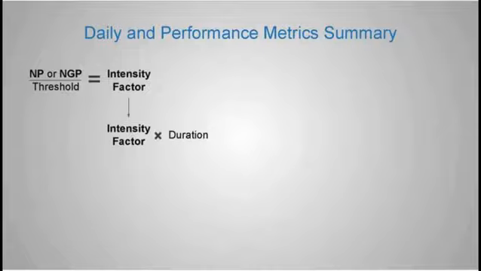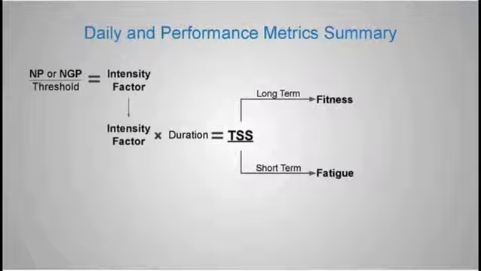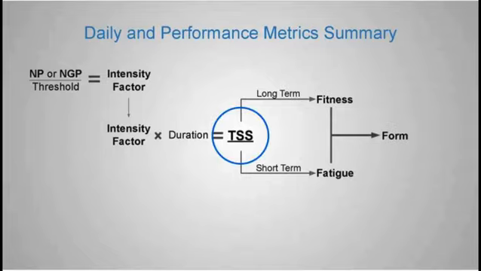But intensity is only one important factor in training. The other is duration. When we combine intensity with duration, we get training stress score. Measuring training stress score over the long term gives us fitness, and over the short term gives us fatigue. And finally, comparing fitness to fatigue gives us form, or the current training status of the athlete. Looking at all the metrics together in this way, we can see that TSS is in many ways the most important metric. The other daily metrics can be important on their own, but their main purpose is to lead us to TSS. And all of the long-term performance management metrics come from TSS.